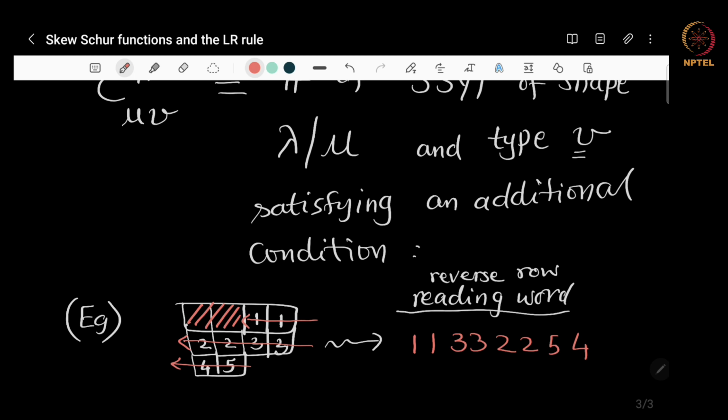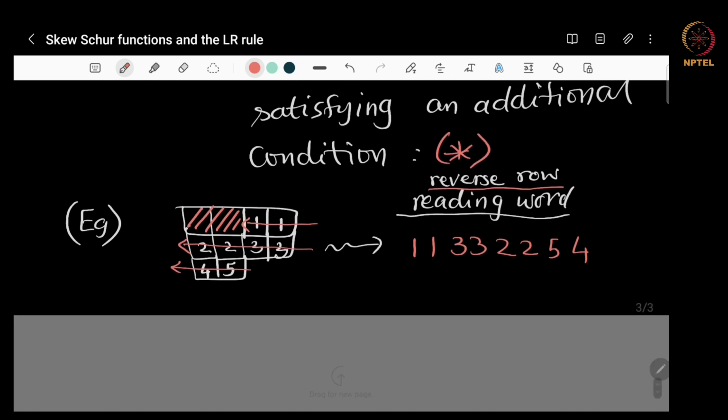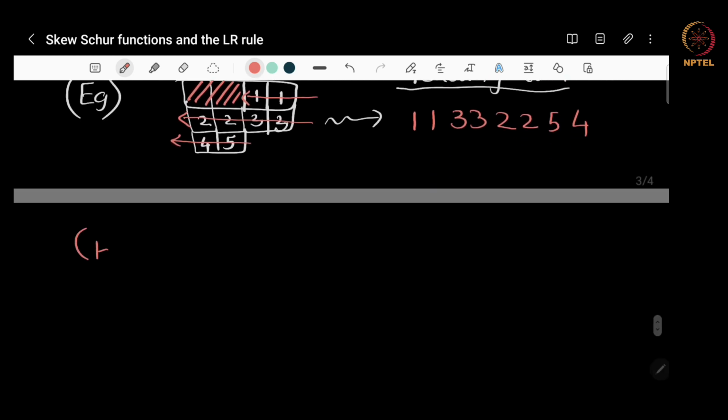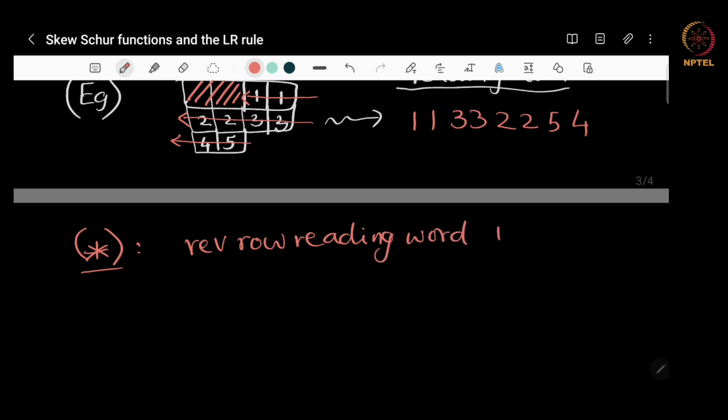Now the requirement, this additional condition, is the following: this reverse row reading word that you have must be what's called a ballot sequence or a lattice permutation, satisfying an additional condition. Let me say condition star. What is this new condition star? The condition star says that the reverse row reading word must be a ballot sequence.